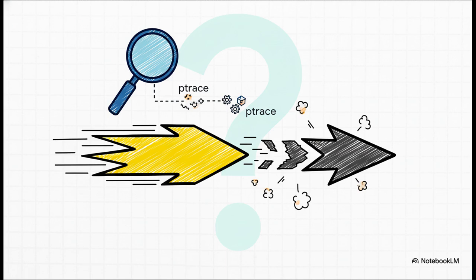So, have you ever had this happen? You've got an app, it's supposed to be lightning fast, right? But the second you try to see what it's doing, maybe you attach a debugger, the whole thing just grinds to a halt. It's like, why does just looking at something slow it down so much? That's the big mystery we're going to crack today.